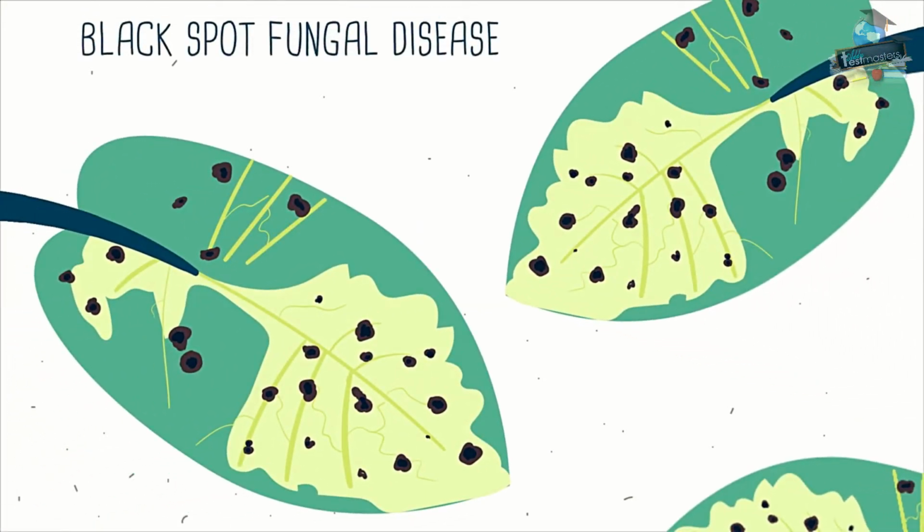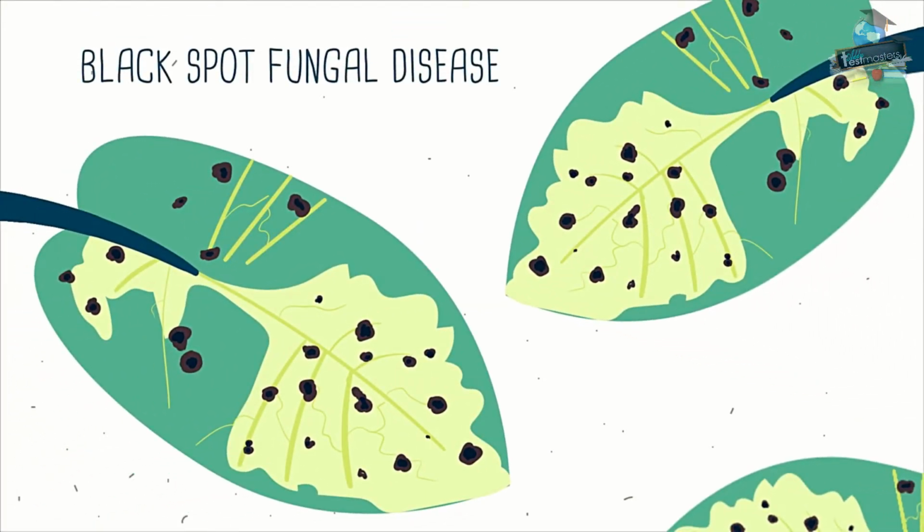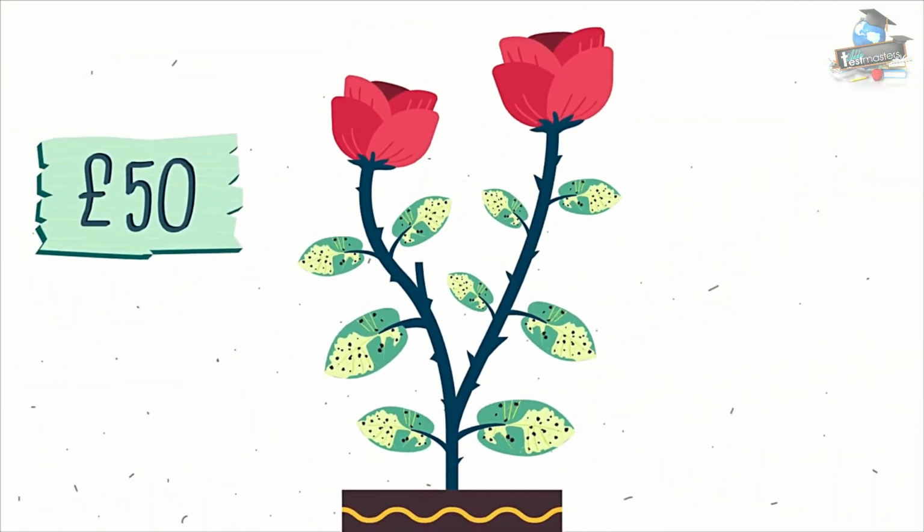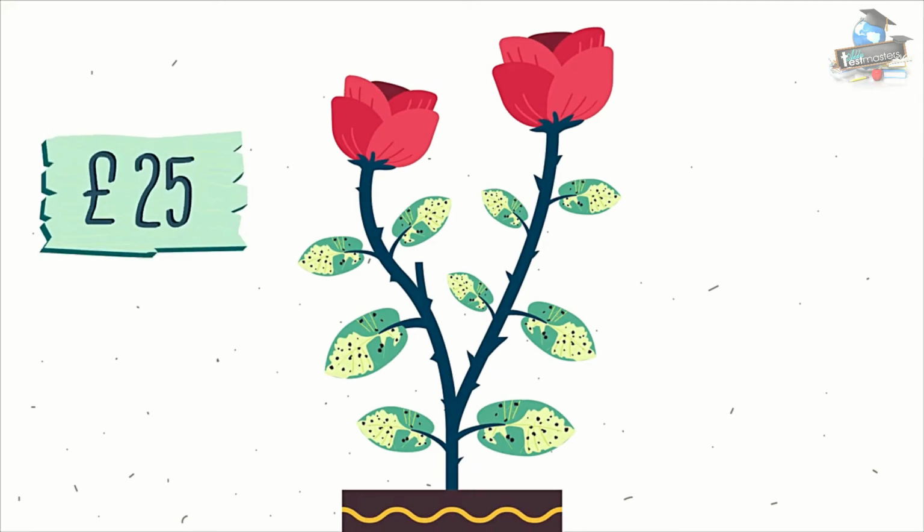An example of fungal infection in plants is black spot fungal disease. It can infect any plant with fleshy leaves, and it's really common in roses. This is a big problem for ornamental growers where looks are everything. A spotty plant can affect its value.